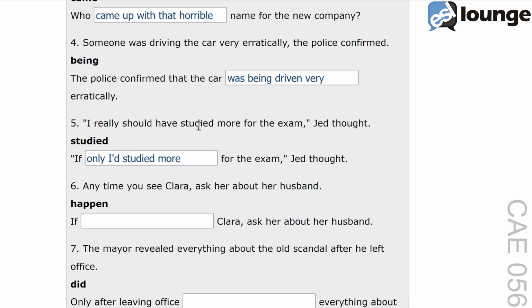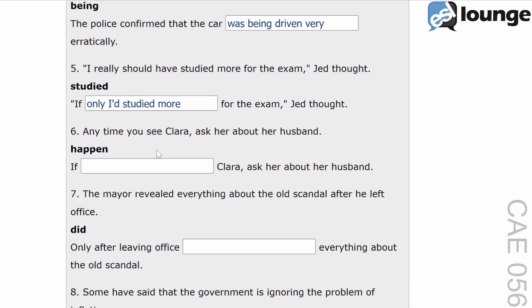Next is question number 6. The original sentence is, "Anytime you see Clara, ask her about her husband." The keyword is "happen". And the second sentence is, "If blank Clara, ask her about her husband." The correct answer is, "If you happen to see Clara, ask her about her husband."